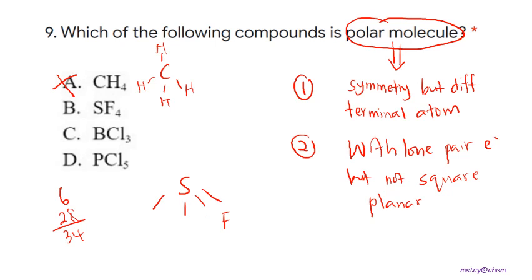But then we have 4 fluorine terminal atoms. We subtract for each of them to achieve an octet. So 8 times 4 is 32, leaving 2. So that is a lone pair of electrons. So the answer is B.